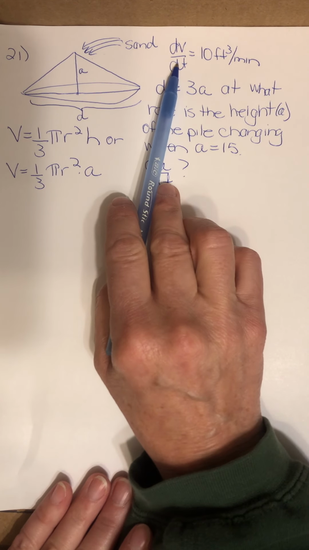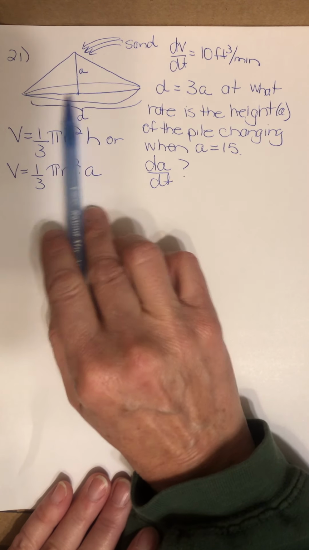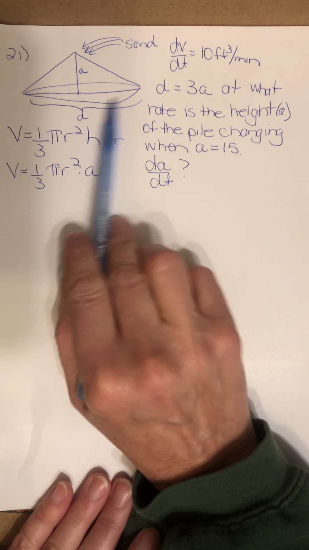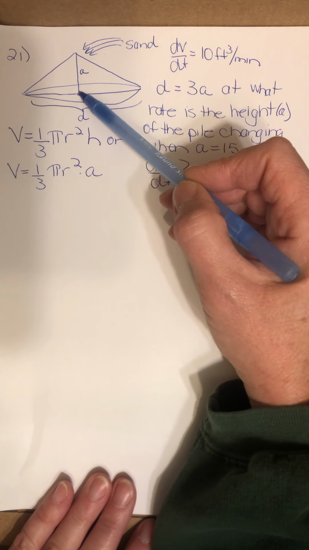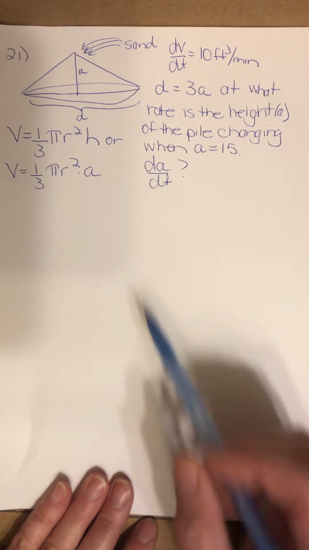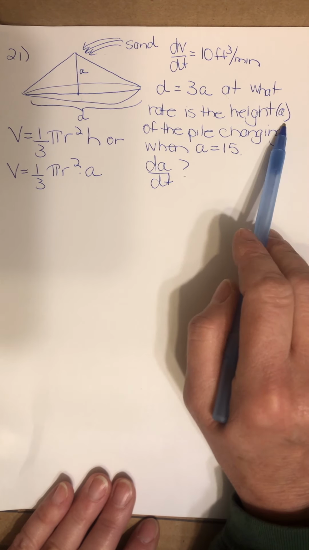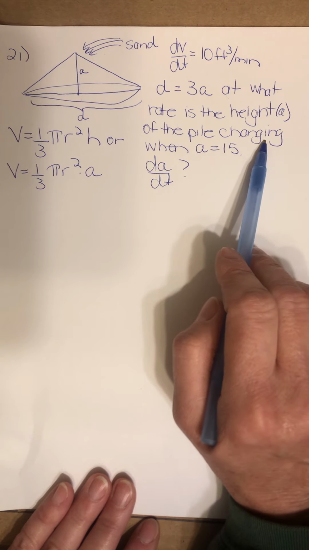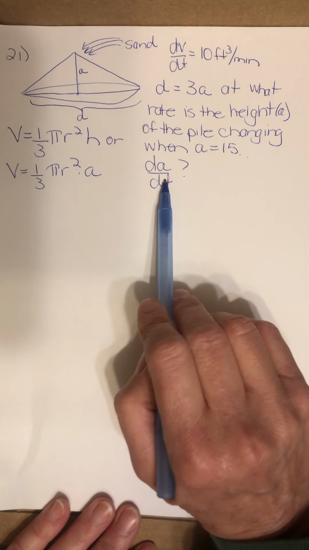The sand is coming in at a volume rate of 10 cubic feet per minute, and they said that the diameter equals 3a, which is the height right here. They called it the altitude. At what rate is the height a of the pile changing when a equals 15? In other words, they're asking us for dA/dt.